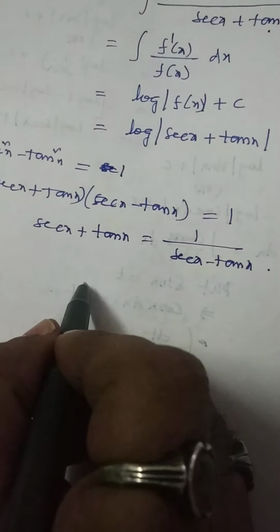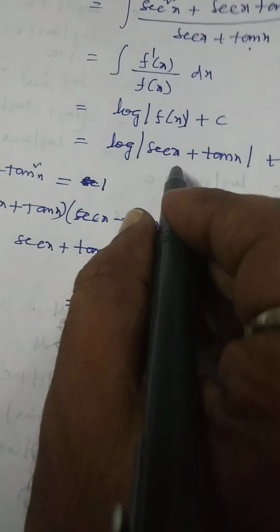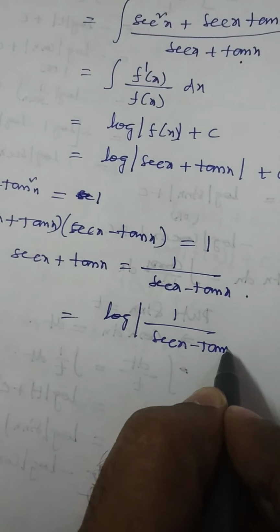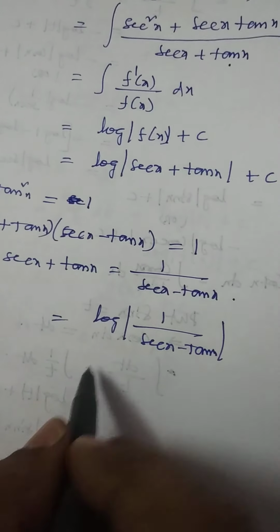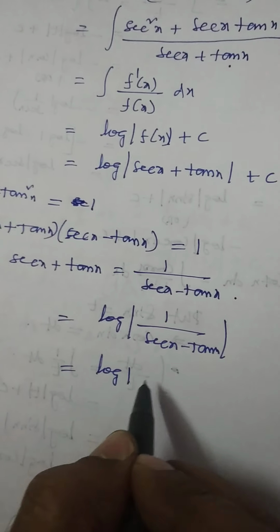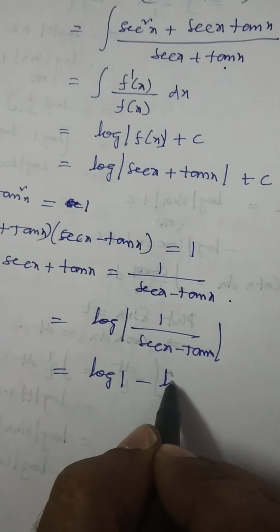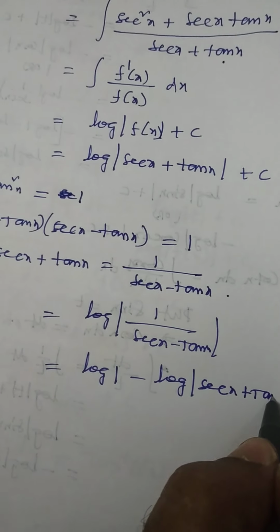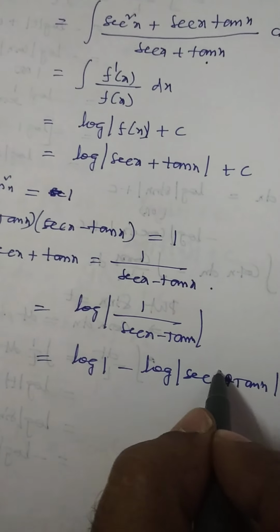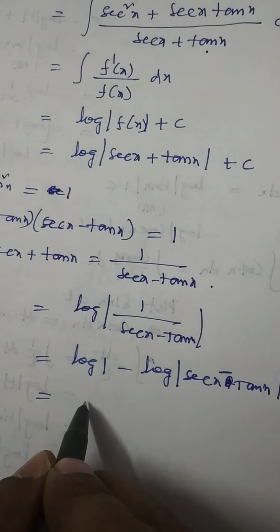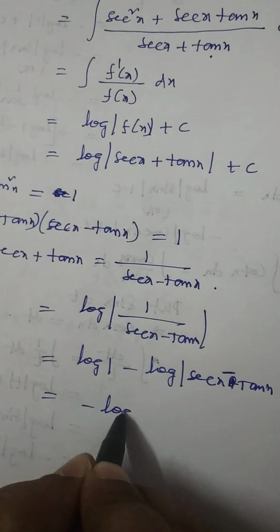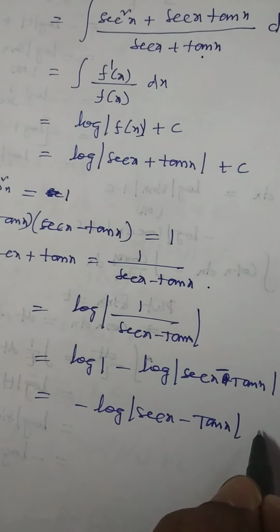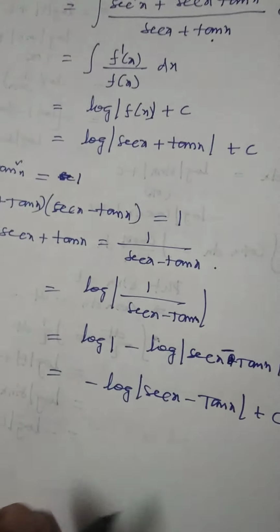So here, in the place of log of secant x plus tan x, we can write 1 by secant x minus tan x. Again, log a by b is equal to log a minus log b. So log 1 minus log of secant x minus tan x. Log 1 is 0 of course, so minus log of secant x minus tan x plus c, we are going to get the second form.